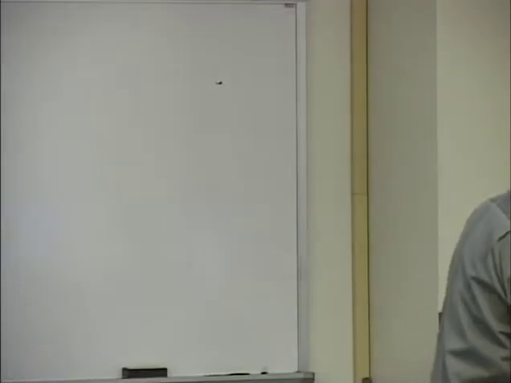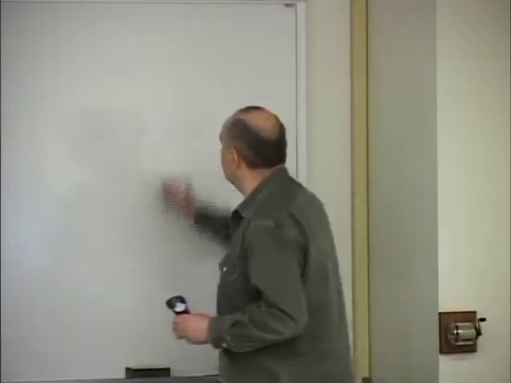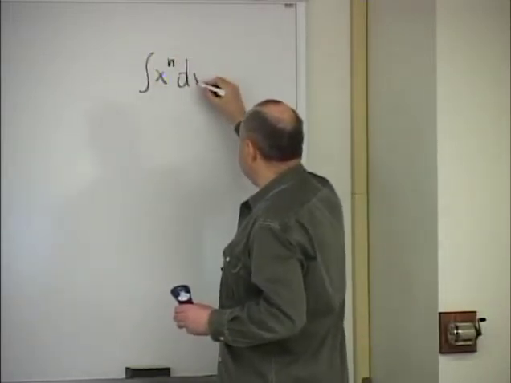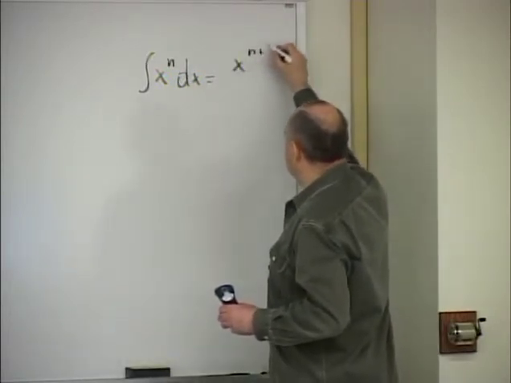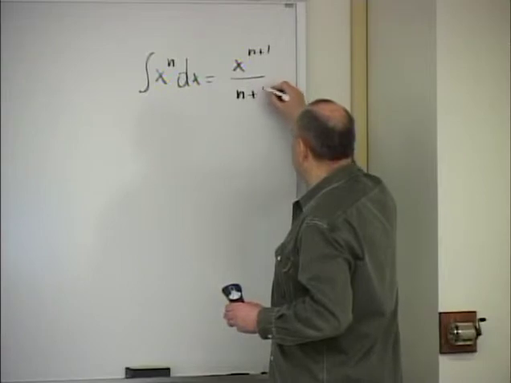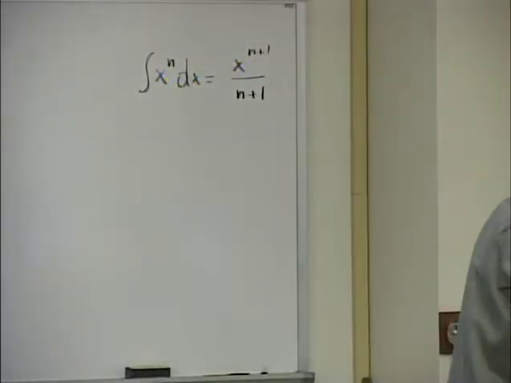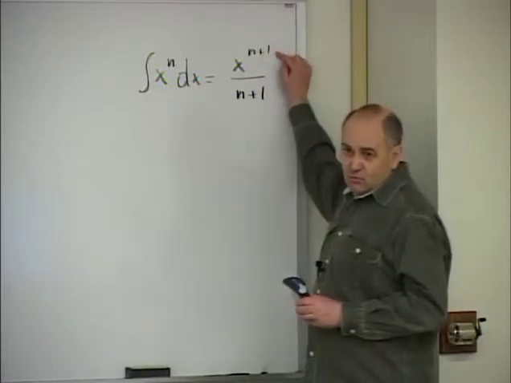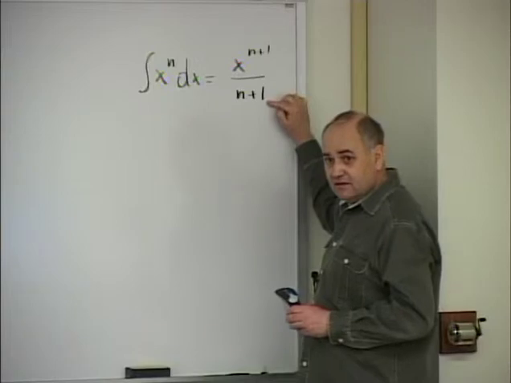The indefinite integral formula says that the integral of x to the n dx is x to the n plus 1 over n plus 1. Now our n is minus 2. So the indefinite integral will have x to minus 1 divided by minus 1. Do you see that? All right.